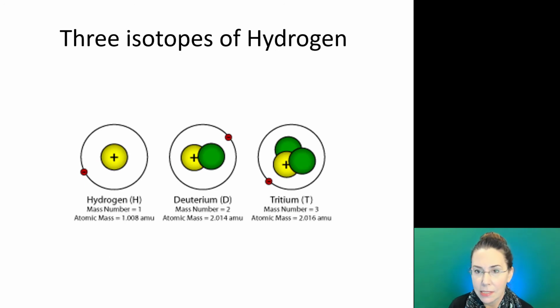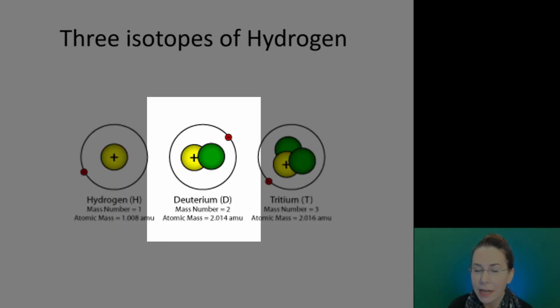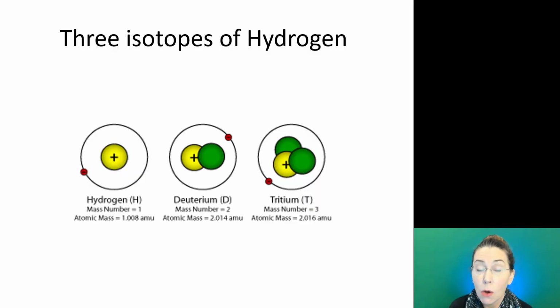Here are 3 isotopes of hydrogen. The first one is just hydrogen as we know it. It's just 1 proton, 1 electron, no neutrons at all. Our second one is deuterium. Deuterium is still just hydrogen, but it has a mass number of 2 because it has one proton and one neutron. Hydrogen doesn't normally have a neutron.